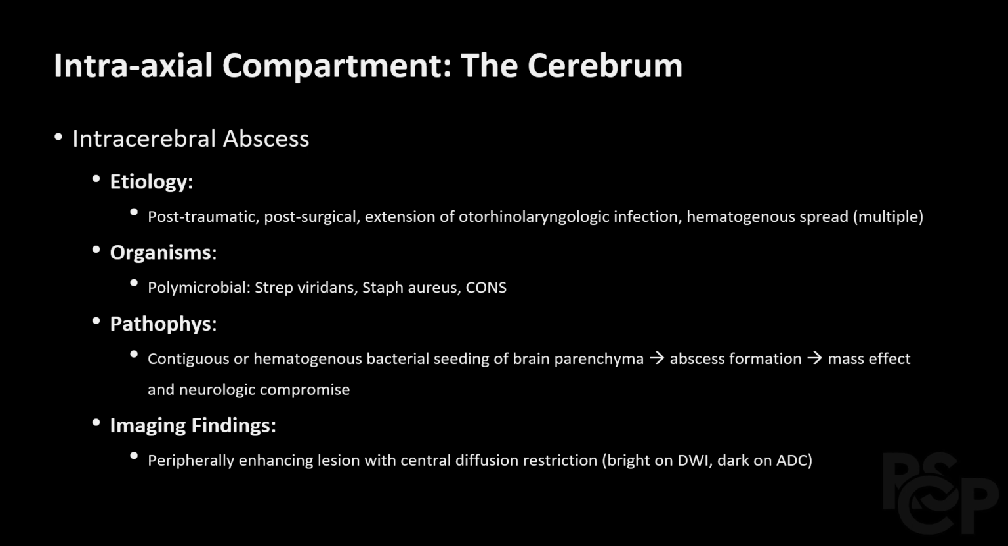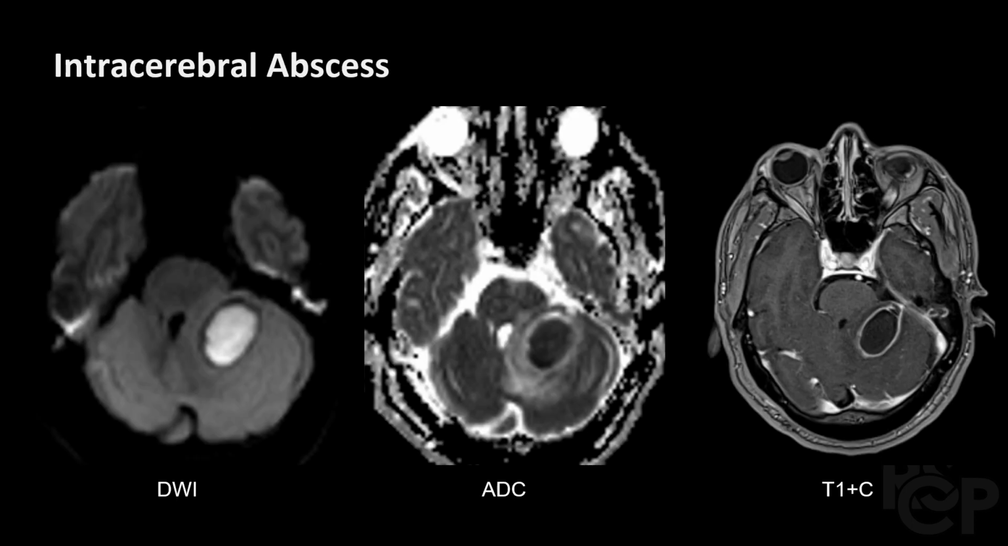Classic imaging findings are similar to what we saw with epidural abscess and subdural empyema in the previous video. With an abscess, you tend to see peripheral enhancement, that outer rim of enhancement, as well as central diffusion restriction, which as a review appears bright on DWI and dark on ADC. So here we have a few representative images of an intracerebral abscess, in this case involving the left cerebellar hemisphere. We see some of the classic findings, including peripheral enhancement, best seen on the T1 contrasted sequence on the right, as well as central diffusion restriction, appearing bright on the DWI and dark on ADC sequence.